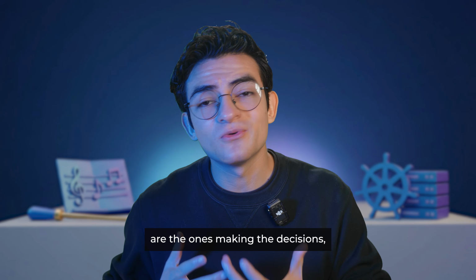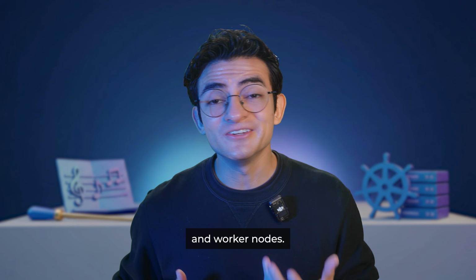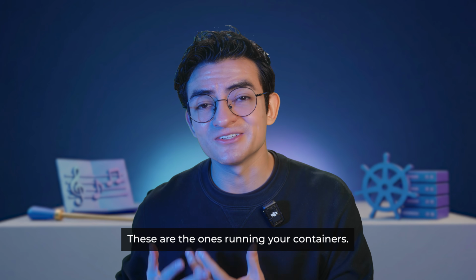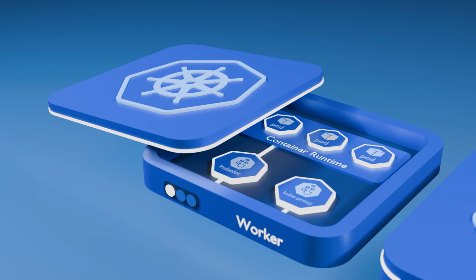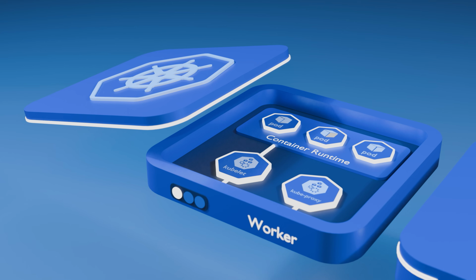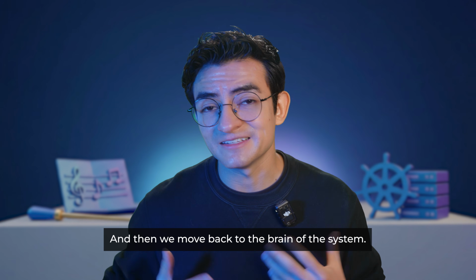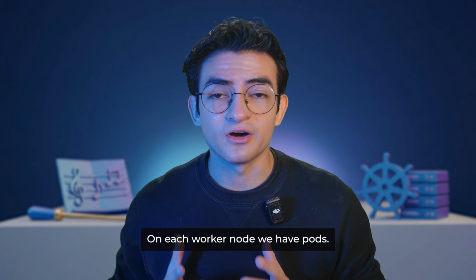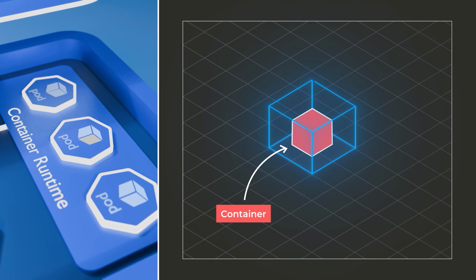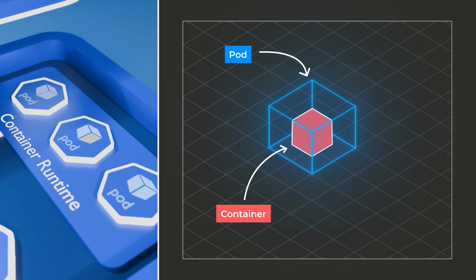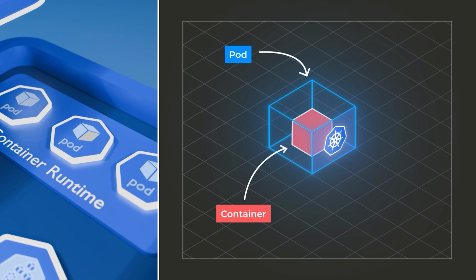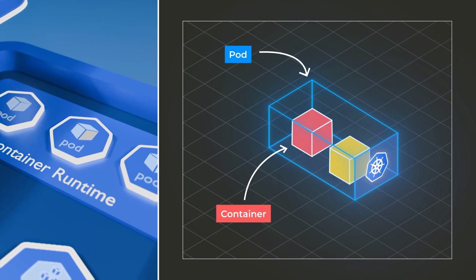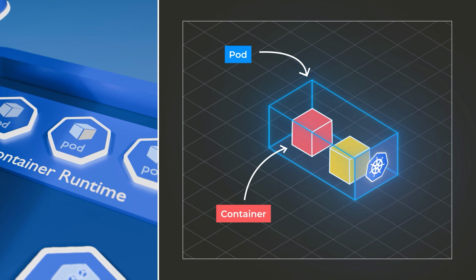Master nodes are the ones making the decisions, and worker nodes are the ones running your containers. To understand this easier, let's explore from the bottom, where your app lives, on the worker nodes, and then we move back to the brain of the system. On each worker node, we have pods. A pod is basically a wrapper for containers. Basically, you put your container inside a pod so that it can be managed and speak the Kubernetes language. It is important to know that we can have multiple containers running inside one pod.